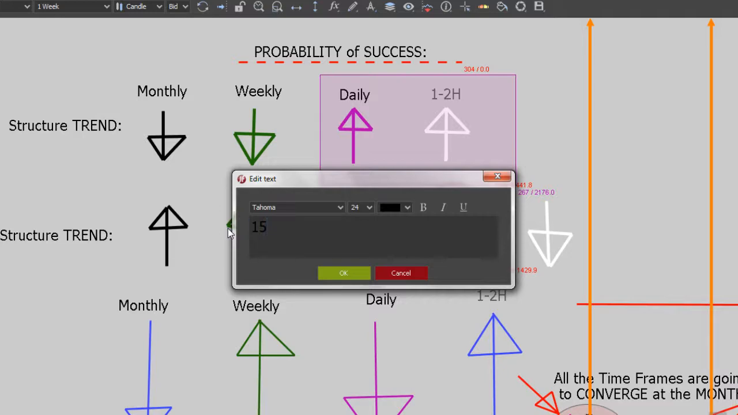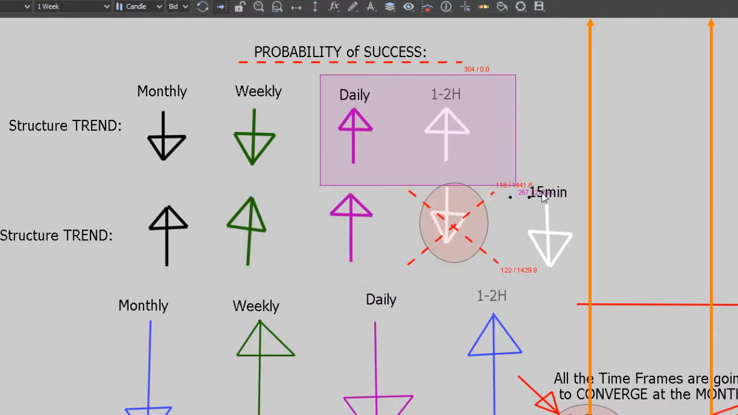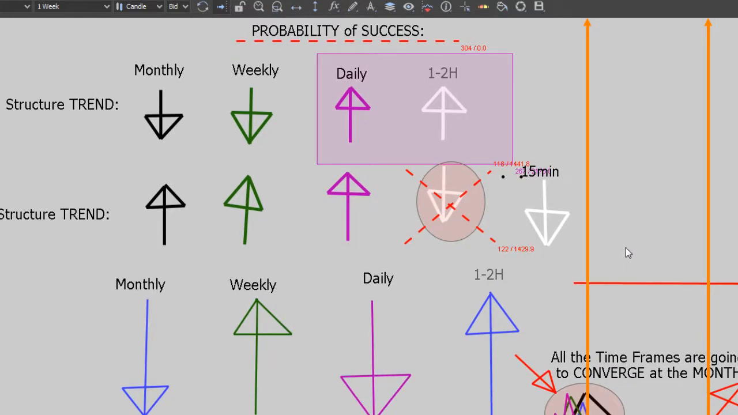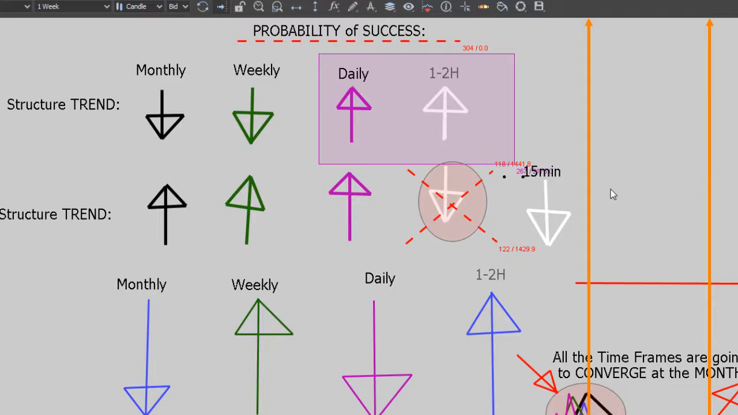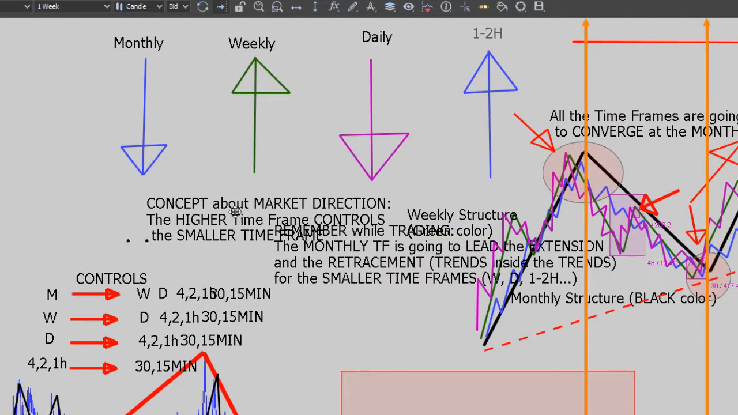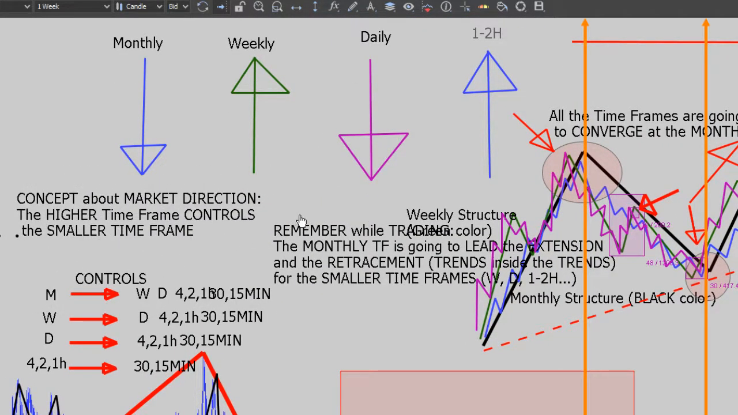I know, believe me. I've been there learning all these things. I've been there. So this is just one example, okay? You can trade, of course, but if you were me, I would go with the long trades. I would wait for the 2-hour to reverse and go with the overall trends from the monthly, weekly and daily. Why is that? Because the higher time frame controls the smaller time frame. This is why.